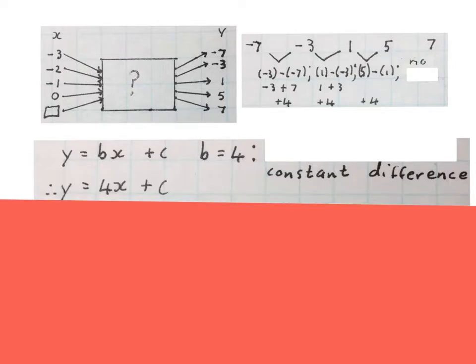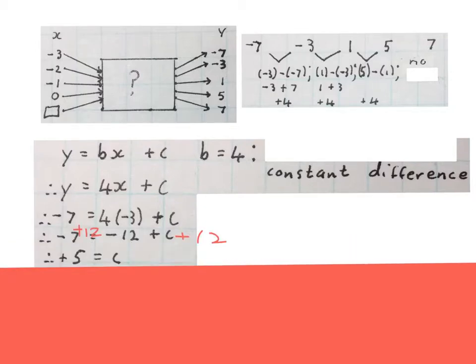We know that in a linear pattern, the formula is y equals bx plus c. And b is 4, the constant difference that we have in a linear pattern. Then we plug the 4 into the formula in the place of b. Then we take one of the input values with its output value and plug it into this equation. I took the first pair. If x is minus 3, y is minus 7. Minus 7 in the place of y and minus 3 in the place of x. Now we solve for c.